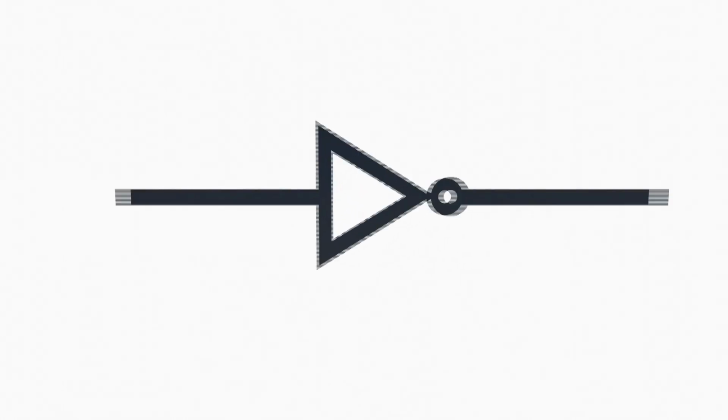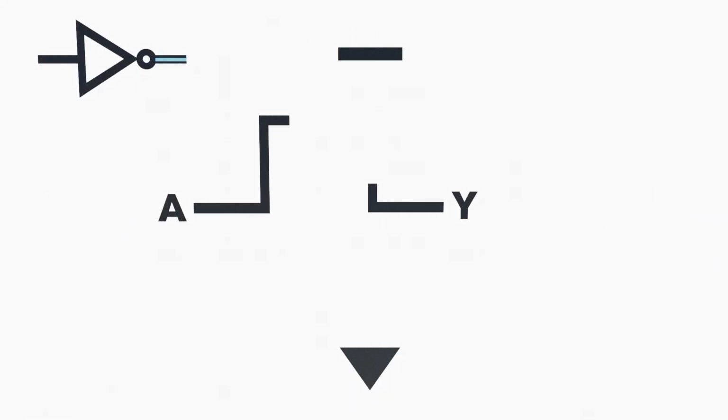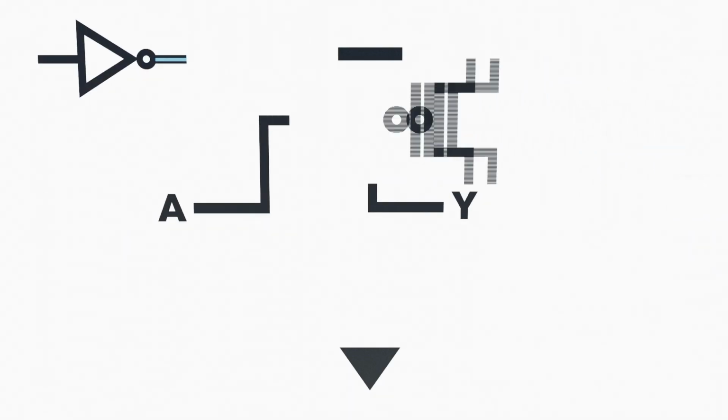Let's make a NOT gate with input A and output Y. When making a logic gate using transistors, you have a high voltage, called VDD, and a ground, which is a voltage equal to 0, shown by these symbols. When A is 0, current should flow from VDD to Y, so we need a PMOS transistor here.